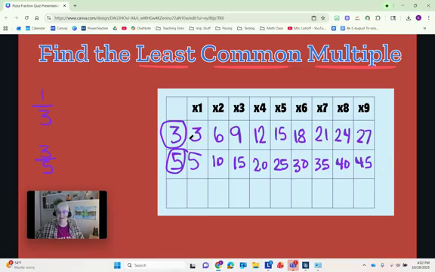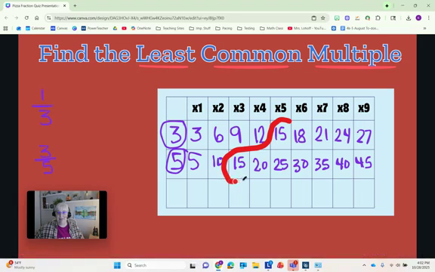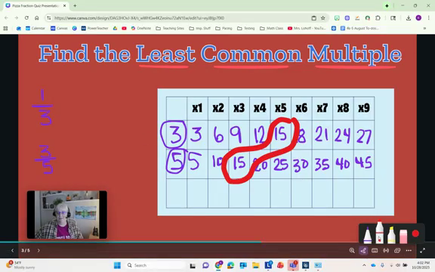Now we have to find a number that's the same in the top row for 3 and the bottom row for 5. There's only one. Do you see it? It happens when we multiply 5 times 3, and that number is 15. So the least common multiple for 3 and 5 is 15.